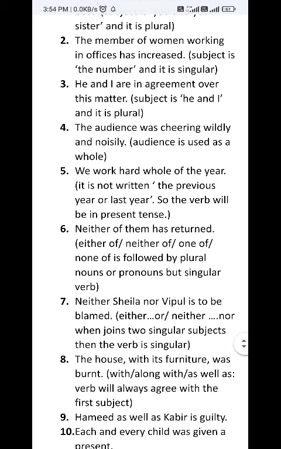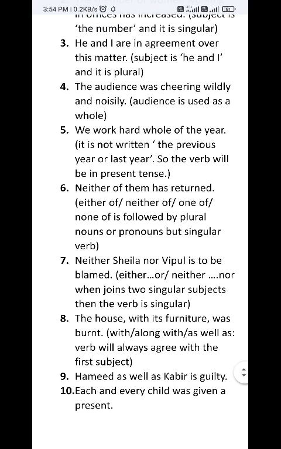Neither of them, this should be singular. That's why I have written there has. Neither Sheila nor Vipul, this should also be written in singular. That's why I wrote there is. The house with, along with, always take the singular first subject. The verb will agree with the first subject, so I made it was. As well as, same thing is. Each and every will always be followed by singular verb, so I have written there singular verb, that is was. That's how I have corrected the sentences.